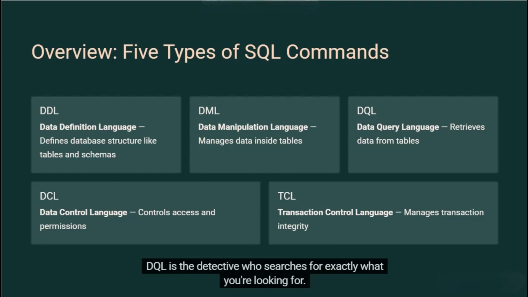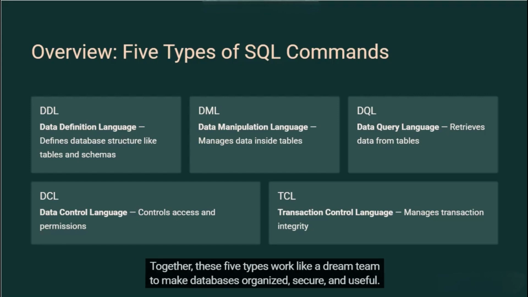DQL is the detective who searches for exactly what you're looking for. DCL is the security guard who decides who gets access. And finally, TCL is the manager who decides whether changes stay or get undone. Together, these 5 types work like a dream team to make databases organized, secure, and useful.